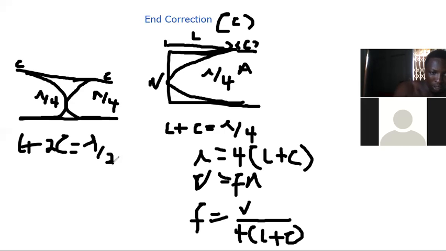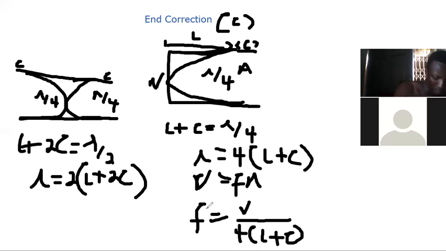So we are going to get lambda equal to 2 into bracket L plus 2C. So basically, when we factor all this in, we get F is equal to V all over 2 into bracket L plus 2C.